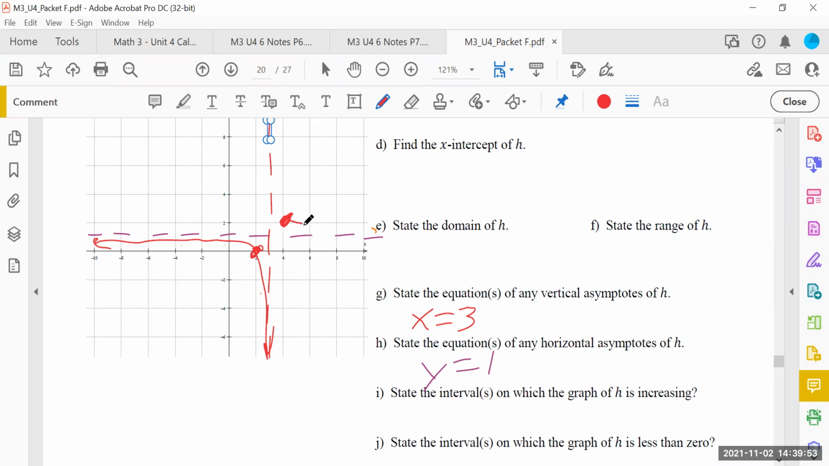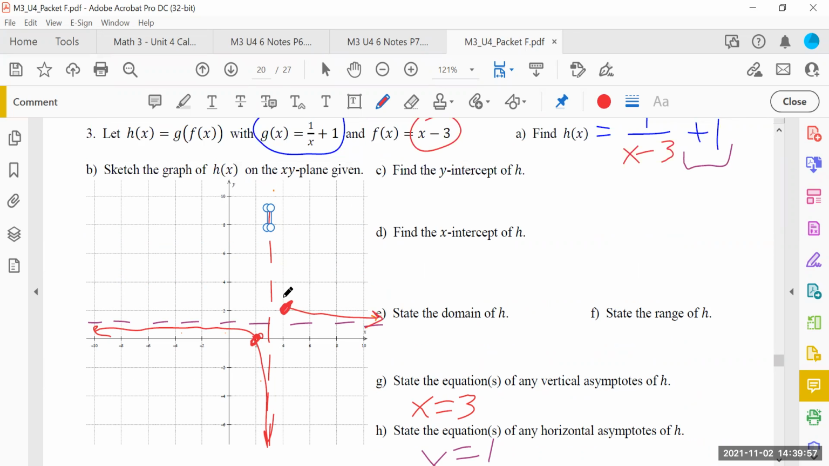On Thursday, I'll be giving you a practice test. I'll be doing a couple more examples like this with you guys. The homework for this section is 1 through 8.